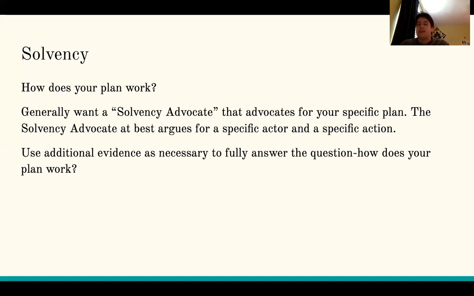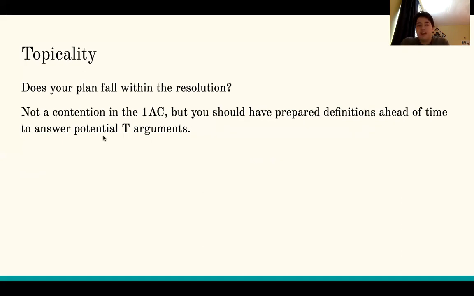Or if it just says, Congress needs to take action on mandatory minimums, and they bring up a PIC that explains a different way for Congress to take action, well, you're going to have a hard time answering that if you don't have any solvency evidence explaining why yours is the best way of solving the problem and making sure your plan works. The final stock issue is topicality.